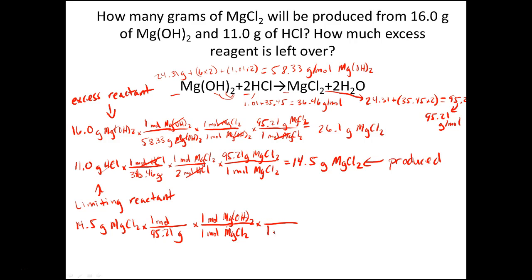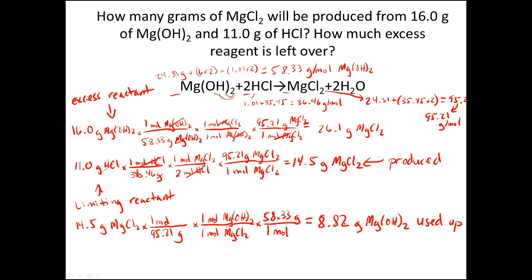So we need its molar mass again. So we have 1 mole down here on the bottom, and then our molar mass of 58.33 grams. When we plug this into our calculator, we get about 8.82 grams of magnesium hydroxide, Mg(OH)2, and this is how much magnesium hydroxide was used up.